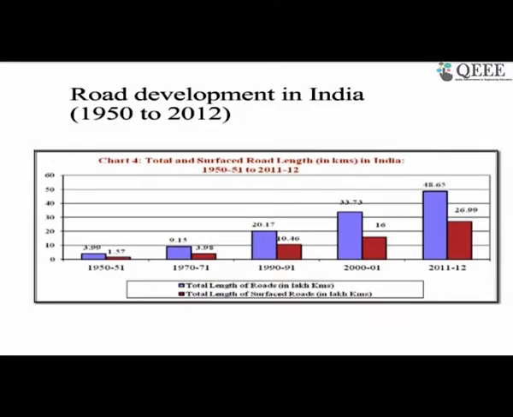If you look at road development from 1950 to 2012, there is a drastic improvement, both in the total length of roads and in the total length of surface road. Surface road means all-weather road which can be used in different conditions. This improvement is the outcome of the proper planning process we have gone through over the various 20-year periods.